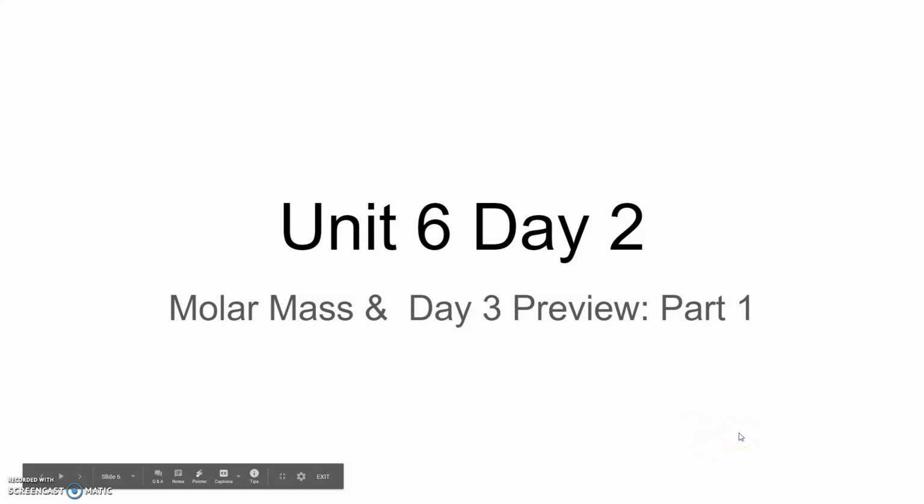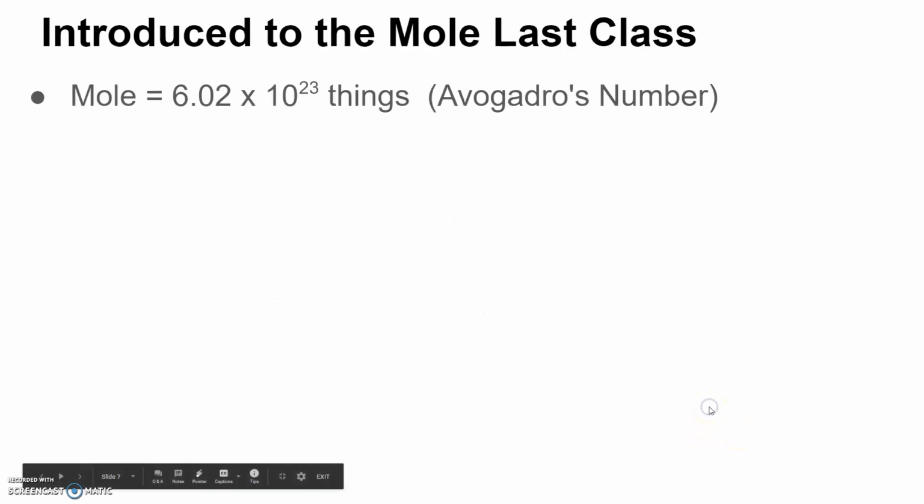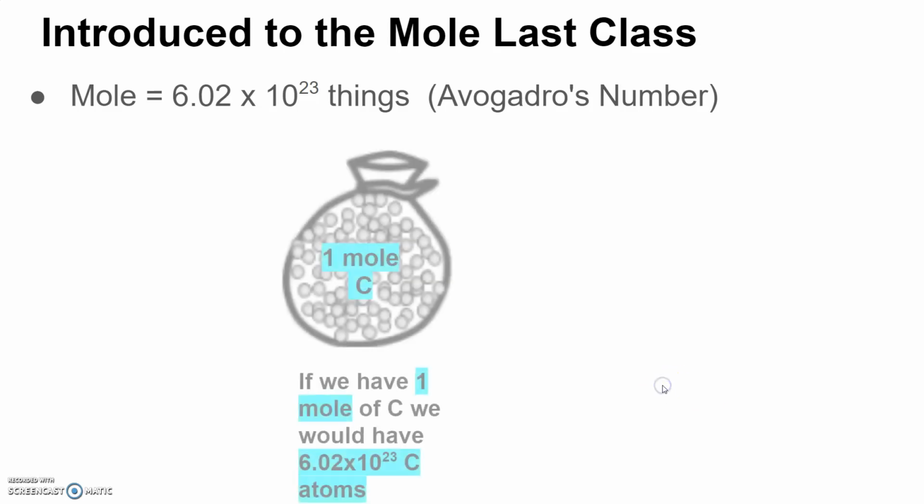In Part 1, we're going to introduce you to the molar mass. So in the last class, we were introduced to the mole. And remember, a mole represents 6.02 times 10 to the 23 things, and that number is also known as Avogadro's number.